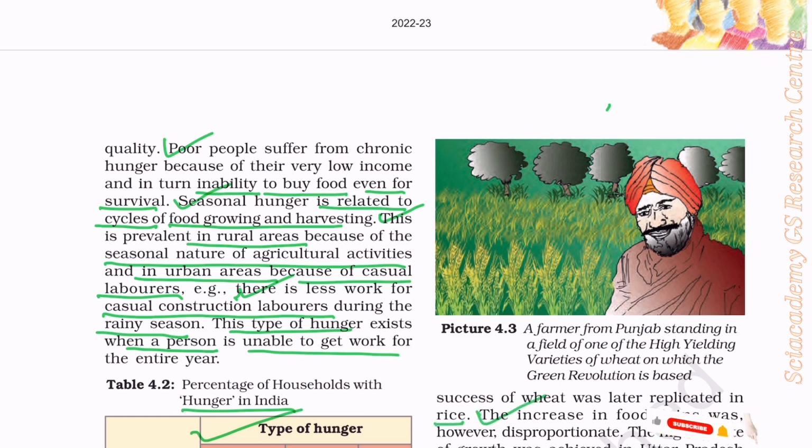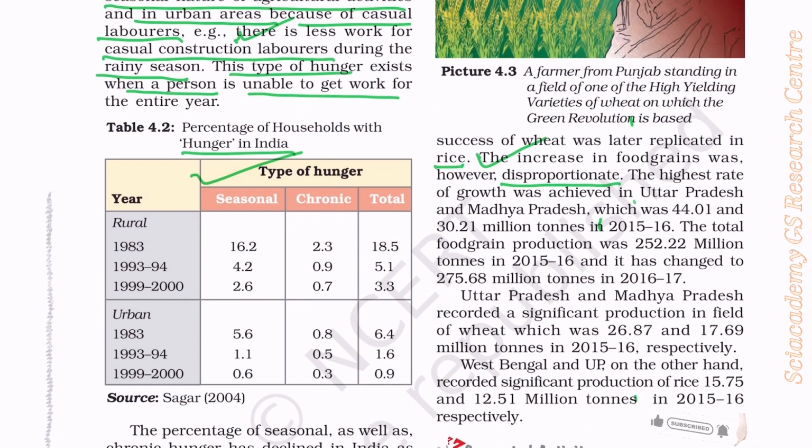The increase in food grains was, however, disproportionate. The highest rate of growth was achieved in Uttar Pradesh and Madhya Pradesh, which was 44.01 and 30.21 million tons in 2015-16. The total food grains production was 252.22 million tons in 2015-16 and it has changed to 275.68 million tons in 2016-17.